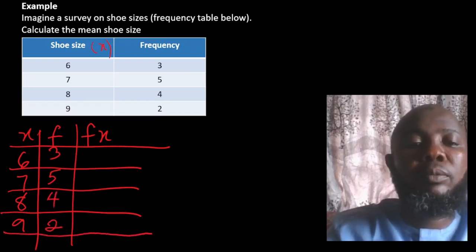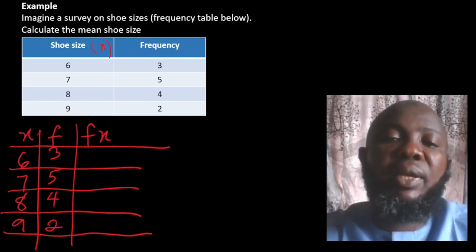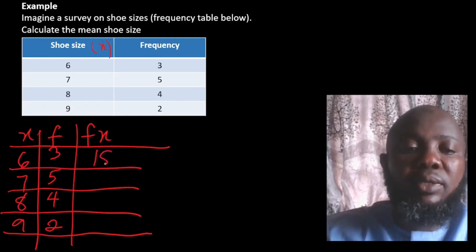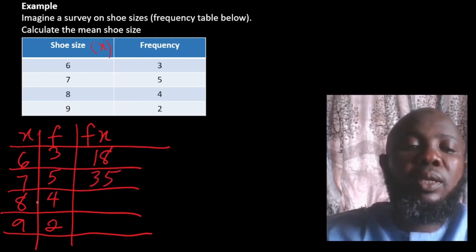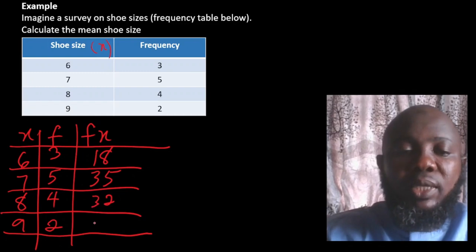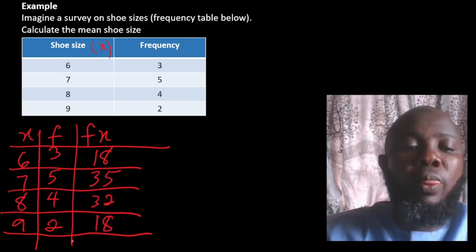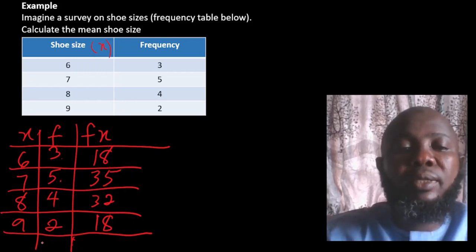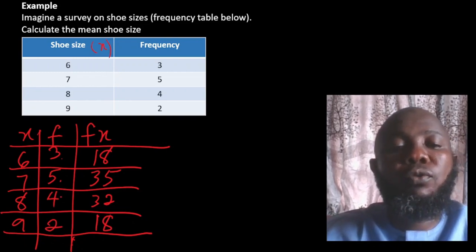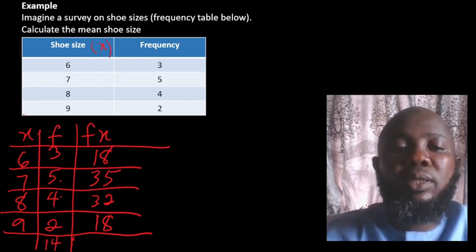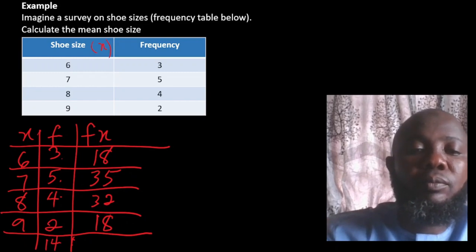So let's draw another line here. So fx means 6 appears how many times? 3 times. So the total of 6 will then be what? 18. That is 6 times 3. 7 appears 5 times. That's 7 times 5. That is 35. Then 8 appears 4 times. That's going to give us 32. Then 9 appeared twice. That's going to give us 18. So we are going to add these together. So 3 plus 5, that is 8, plus 4, that is 12. 12 plus 2, that is 14. I hope I'm making sense. Then we're going to add 18 plus 35.